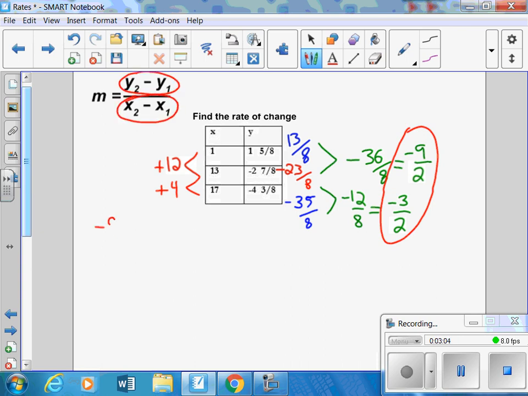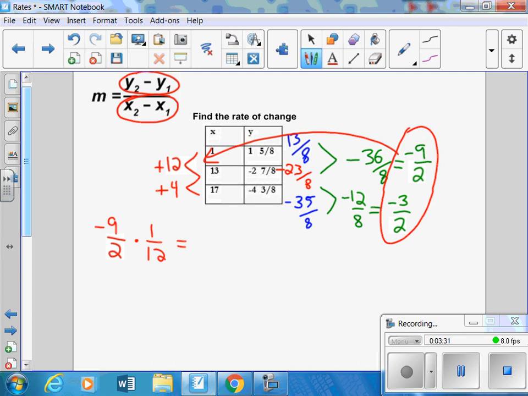So that would be negative 9 over 2, and we're going to divide by 12. Okay, so we're dividing across like that. Now, anytime we have a division with a fraction in there, we're going to rewrite it as 12 over 1. And then instead of dividing by 12 over 1, we're going to multiply by the reciprocal. So 1 over 12.